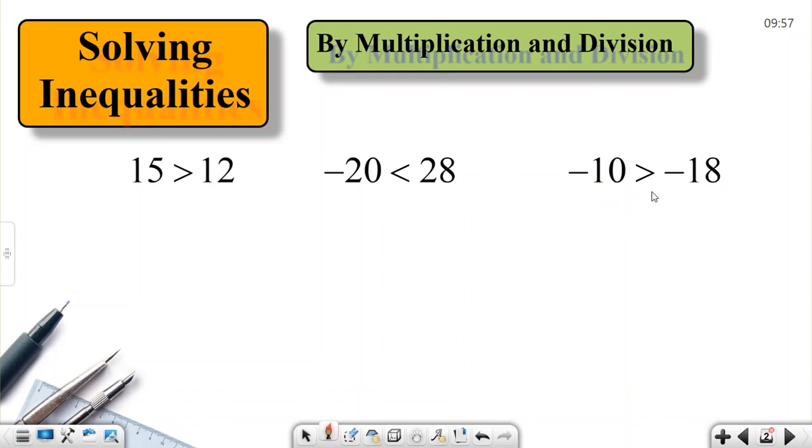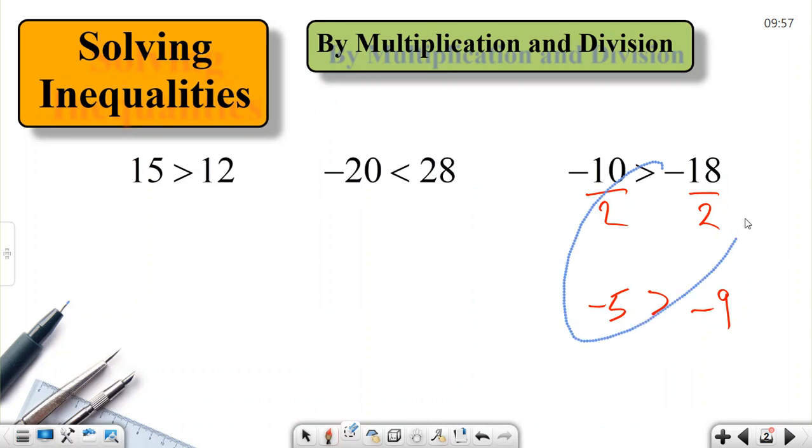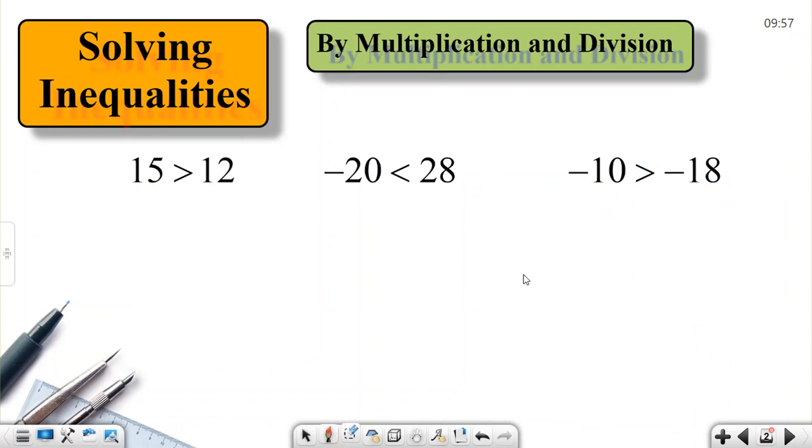Let's see the next one. Both of them negative. Let's divide by 2. If you divide by a positive number, negative 5 is greater than negative 9. This is true. But if you divide by a negative number, such as negative 2, let's divide both sides by negative 2, 5 is less than 9. So negative 18 divided by negative 2 is 9, and 5 is less than 9.